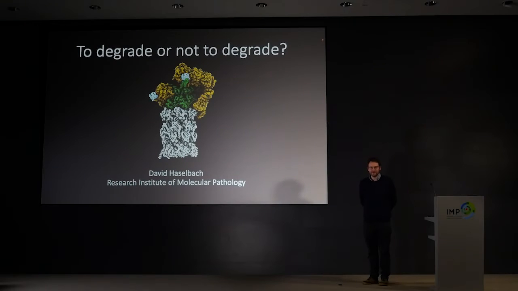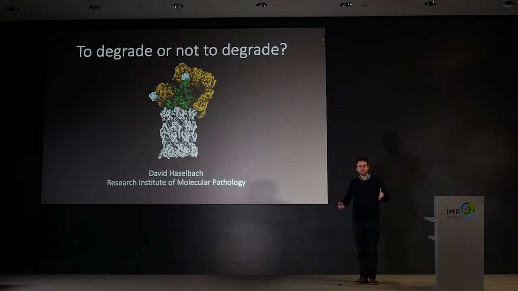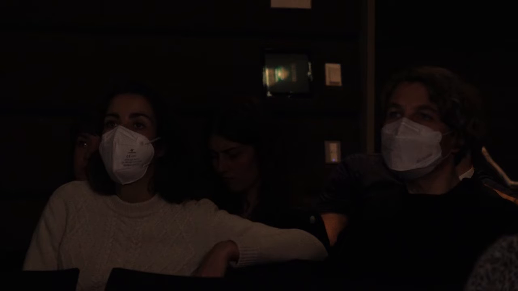My name is David Haselbach and I'm a group leader at the Research Institute of Molecular Pathology in Vienna. And my group is concerned with how you determine the concentration of proteins in a cell, so how the cell makes sure that the protein concentration is at the right level.